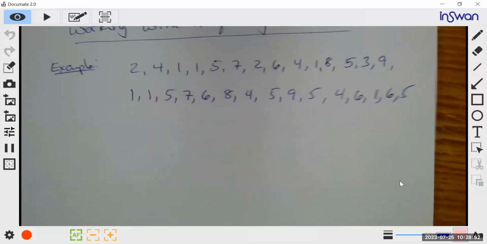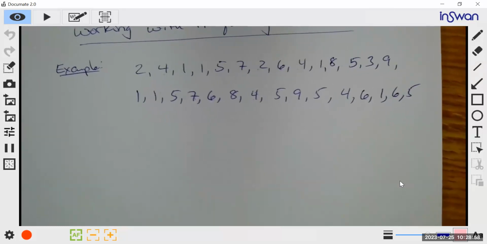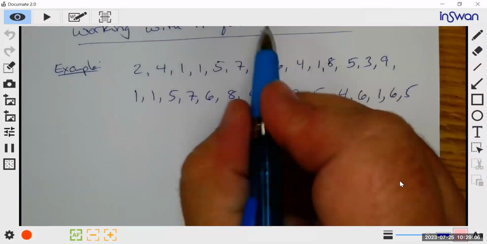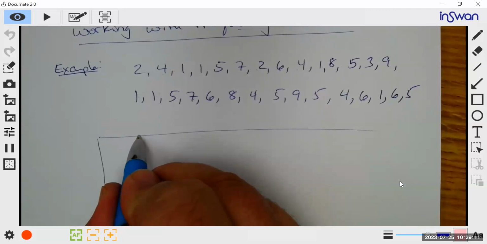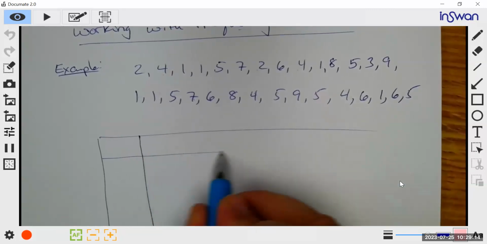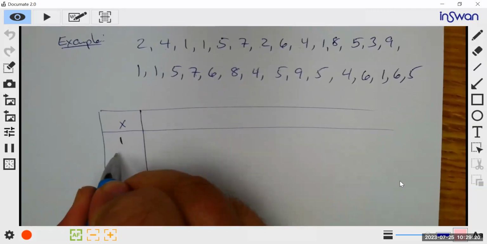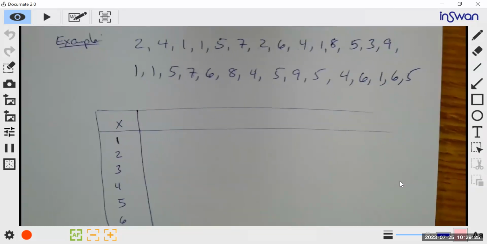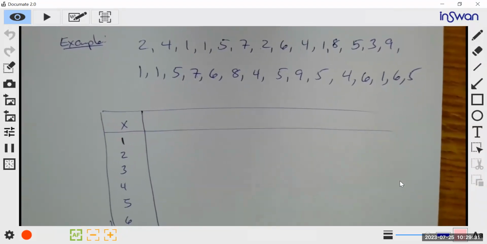There. How many of each do I have? How would you tell me that? Now we create a frequency distribution. What are our possible values? It was all the way up to 9, because there's a 9 there.